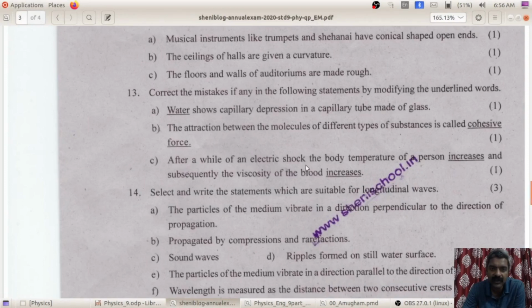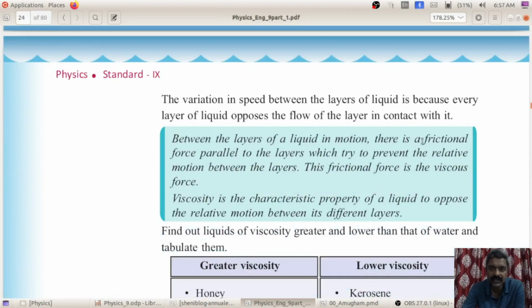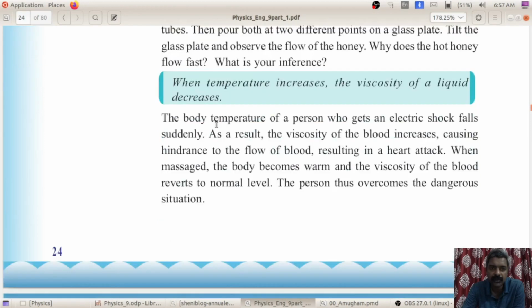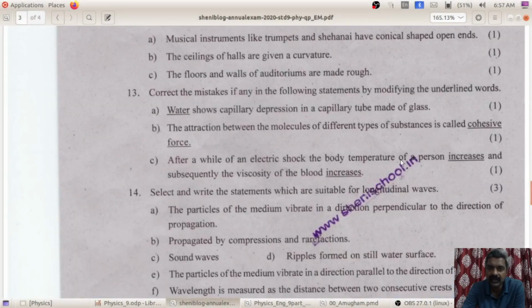After a while of an electric shock, the body temperature of a person increases, and subsequently the viscosity of the blood increases. Viscosity is a frictional force parallel to the layers which try to prevent the relative motion between the layers. The body temperature of a person who gets an electric shock falls suddenly. As a result, the viscosity of the blood increases. The body temperature of the person decreases, and subsequently the viscosity of the blood increases.